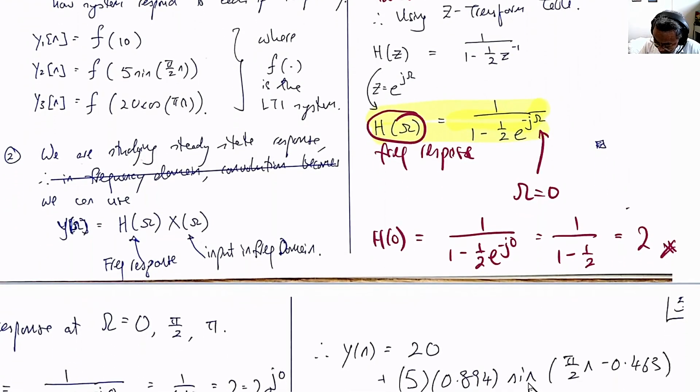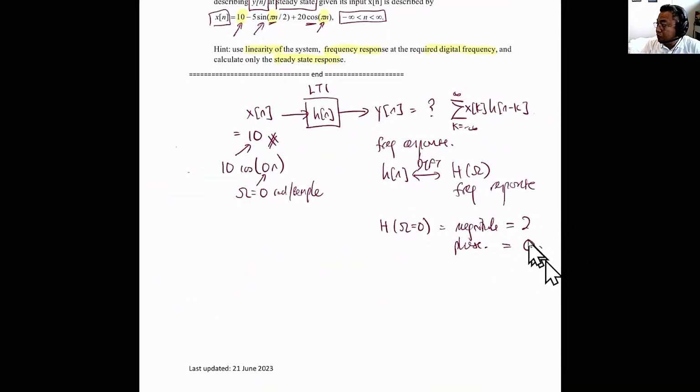Basically, it has a magnitude change of 2 and the phase is 0, because this is 2 plus j0. When we convert to polar notation, the magnitude remains 2 and the phase is 0. So we come back to here and say that the frequency response at omega equals 0 has a magnitude change of 2 and the phase is 0.